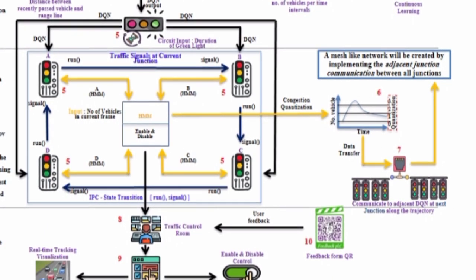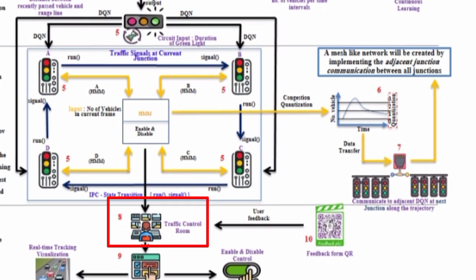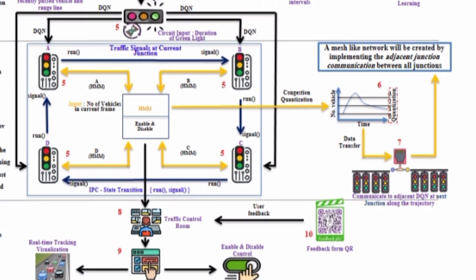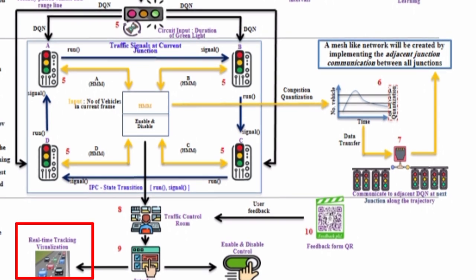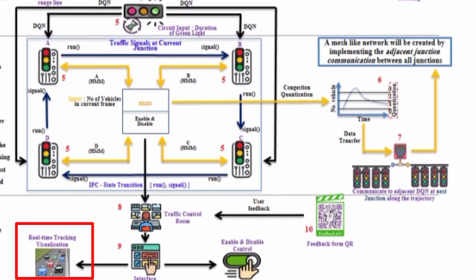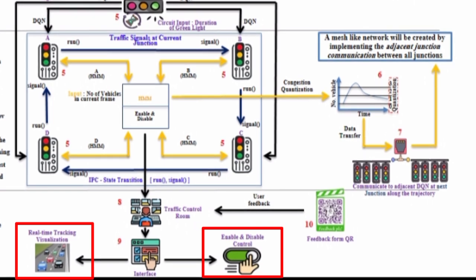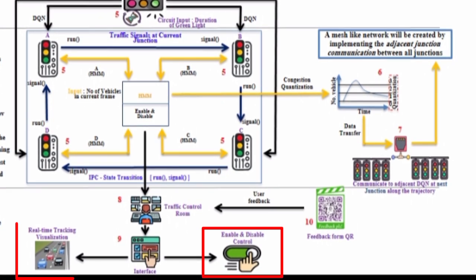At every junction for an area, there is a traffic control room present, from where the traffic light and cameras are monitored. Our interface lets the traffic control officer visualize real-time tracking of vehicles and has an option to remotely enable and disable the smart dynamic traffic management system, PATRION.